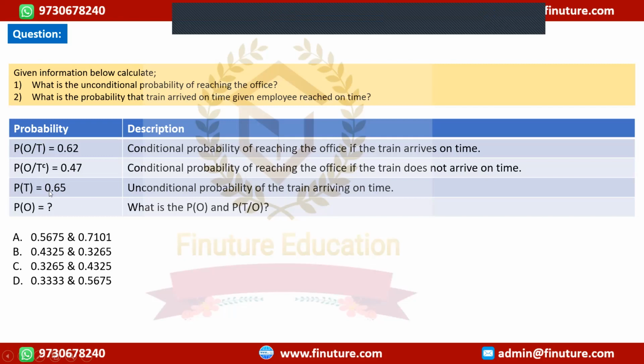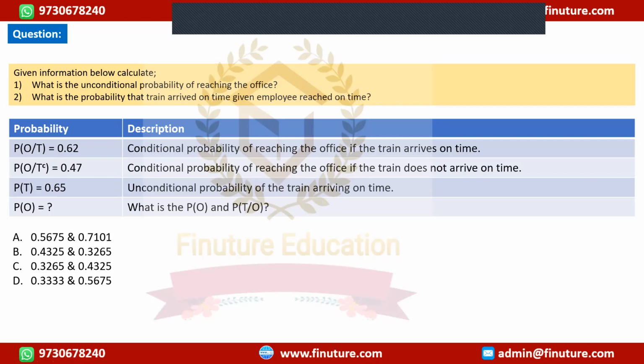So this is one thing, and based on that we have been given some conditional probabilities. If the train is on time, the employee reaches the office with a probability of 62%. And if the train is not on time, the employee still reaches on time with a probability of 47%.